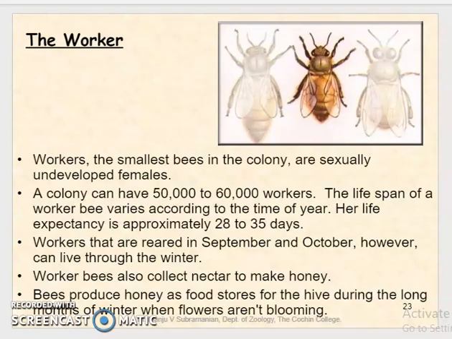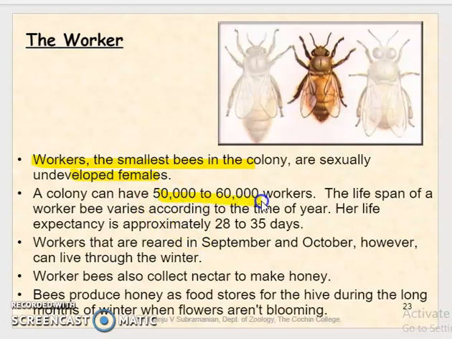Then about the worker bees, the workers are the smallest bees in the colony. Workers are the smallest bees in the colony and the sexually undeveloped females. As the name implies, these are the honeybees who work for the colony. And a colony may have about 50,000 to 60,000 workers.